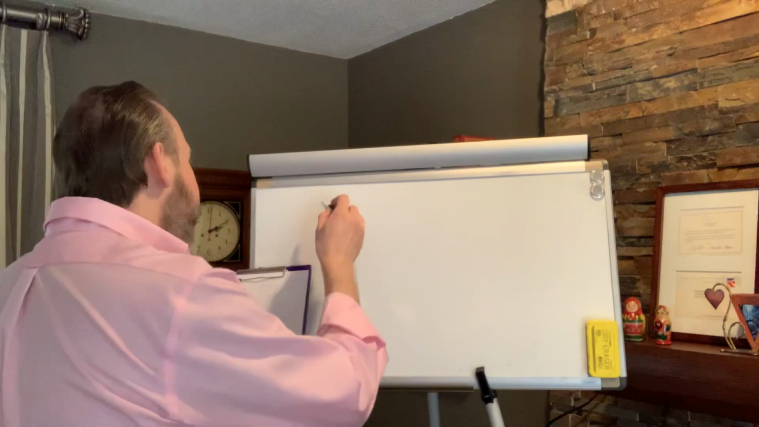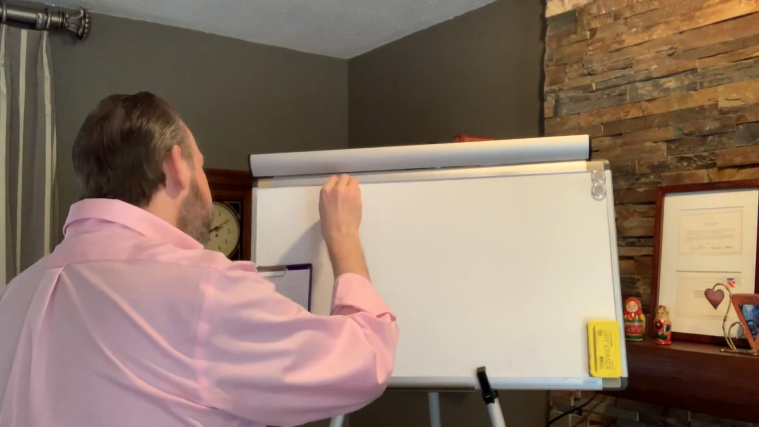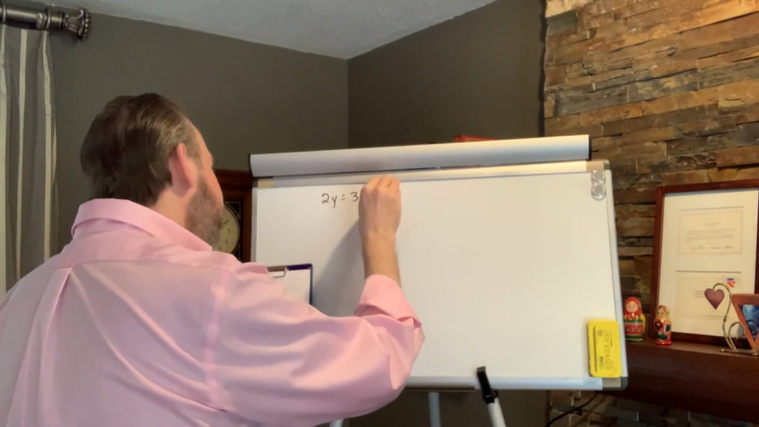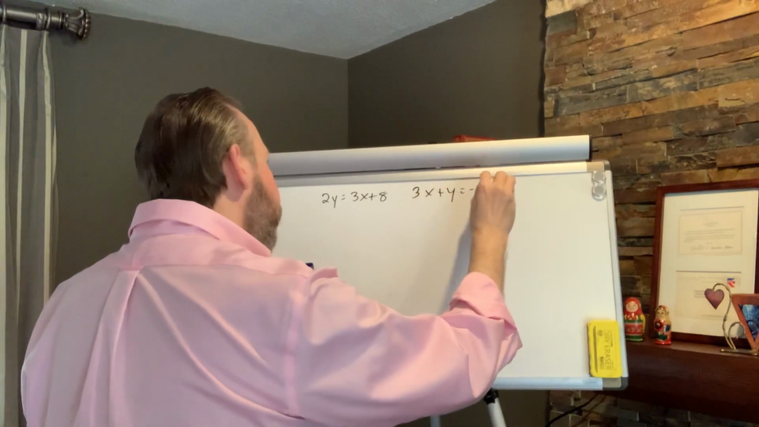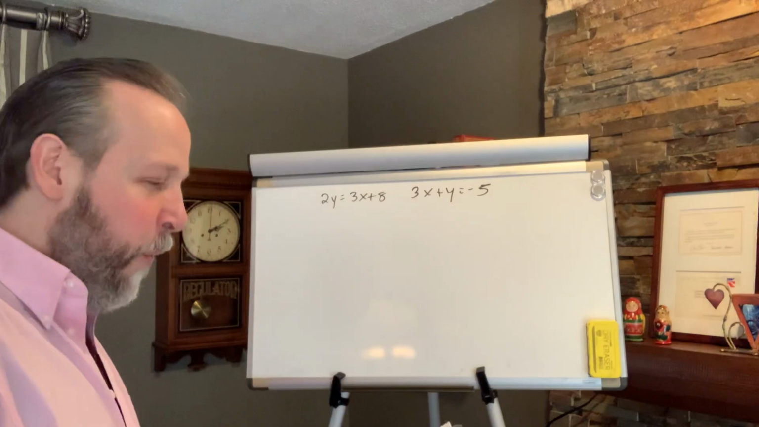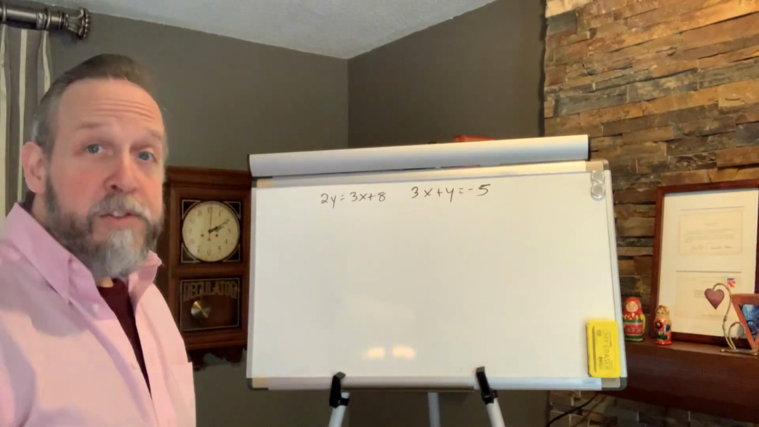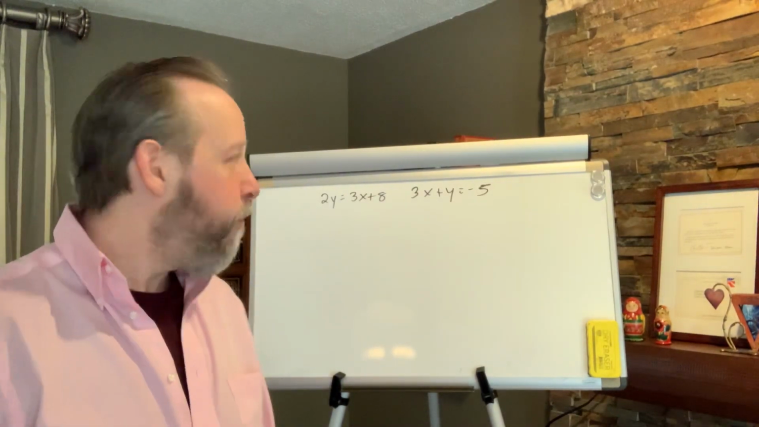I'm going to start off with a review from yesterday's prompt. All right, so you had 2y equals 3x plus 8, and you had 3x plus y equals negative 5. I told you the solution was going to be negative 2, 1. But let's just see how we should have solved it correctly.